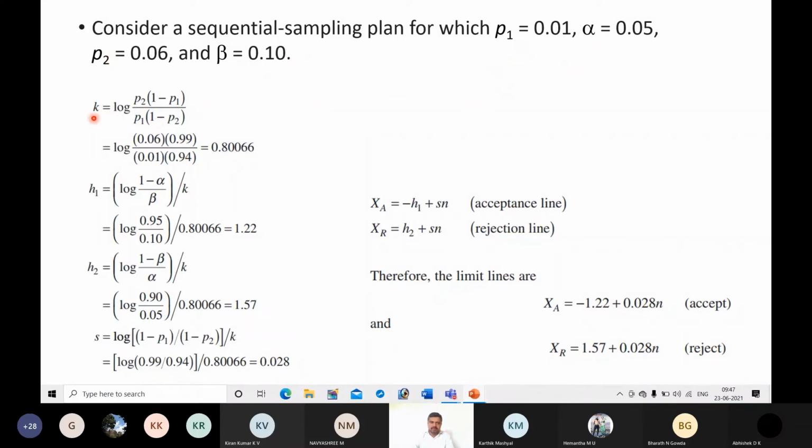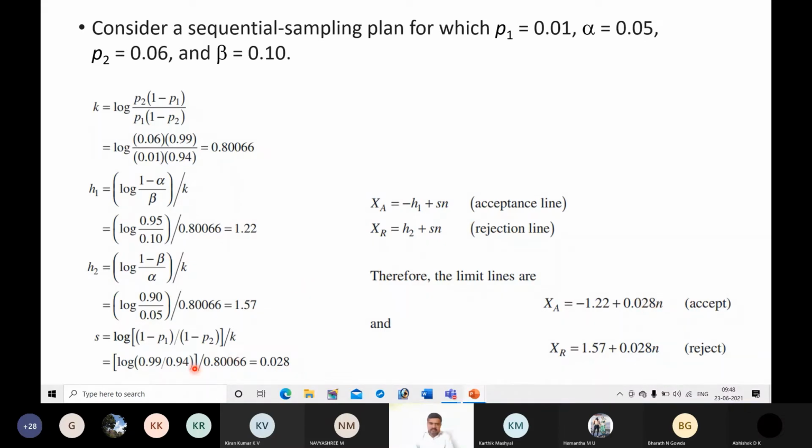Then you can substitute the P1 and P2 values and you can get the K value. Next, you can substitute the 1 minus alpha and beta values, so you will get H1, H2, then the S value. After finding K, H1, H2 and S values, substitute those values in this equation. This is the equation of the acceptance line and this is the equation of the rejection line. Here the H1 value is 1.22, so it is minus 1.22 plus the S value 0.028. The n value will vary.